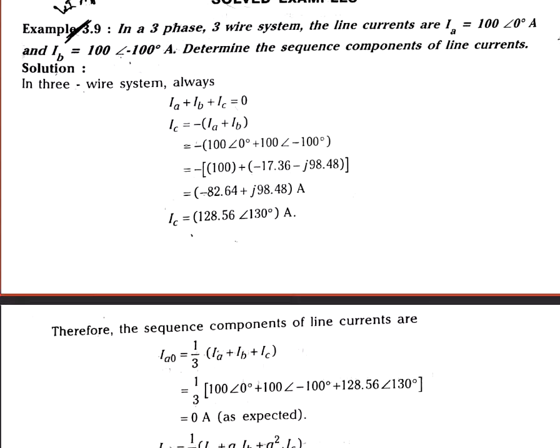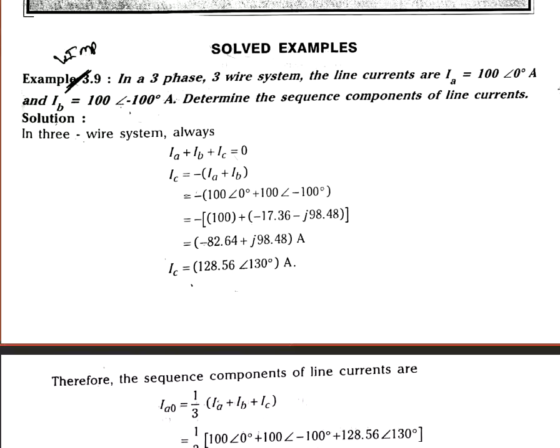Can anybody say? In a three-phase, three-wire system means? Star connected? For delta connected, you will have 4 wires. No, sir, it is delta. Three-phase, 3 wires means there is no neutral. Right? Usually in a delta connected system, we don't have any neutral. Right?